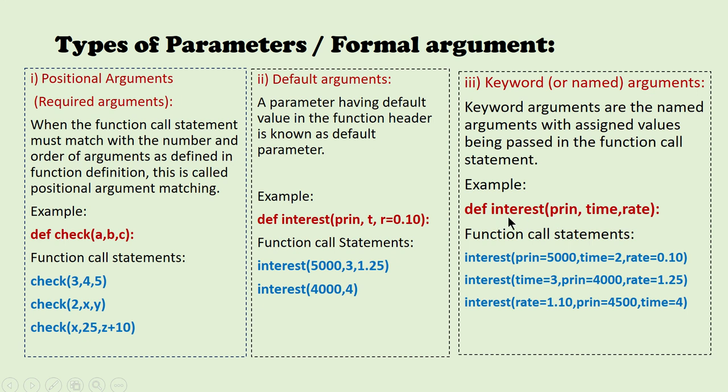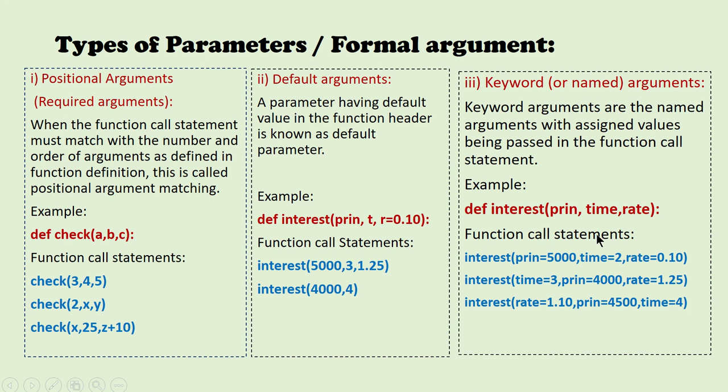To call that function, you have to give three values. When you write the function call statement without the names, the first value will be given to principal, the second value will be given to time, and the third value will be given to rate. However, if you do not remember the order, you will be able to specify the name of the variable.